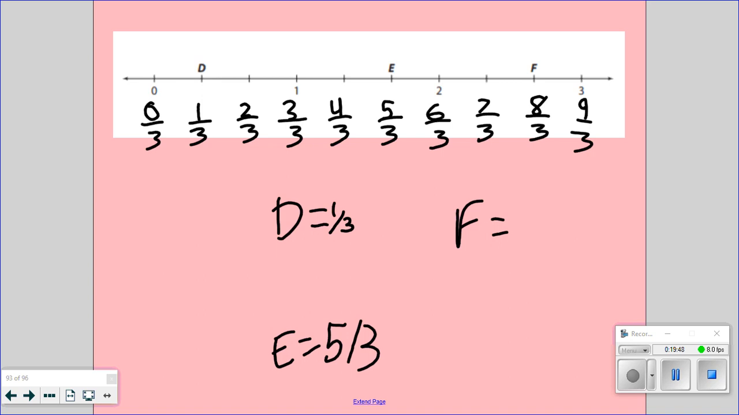Penelope, come get me the value of F. Penelope, what'd you write? 8/3. Is Penelope right? Yeah. If Penelope was at F and she walked one more third, where would she be now? Great. If she was at 8/3 and she walked forward one more third, Connor, where would she be? 9/3. She would just go one more top. Very good.